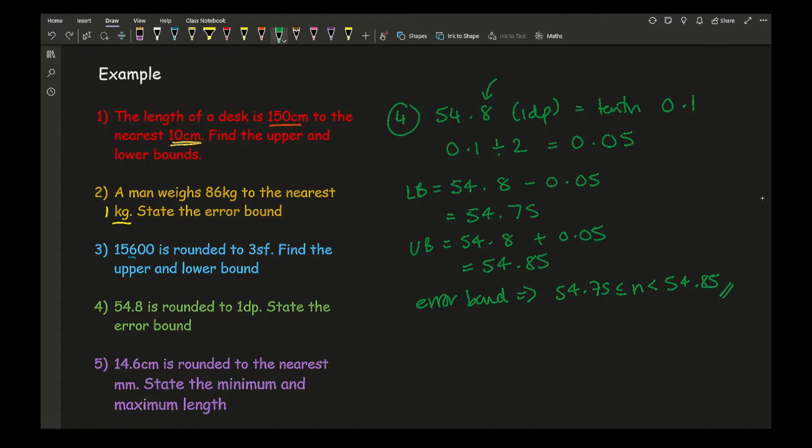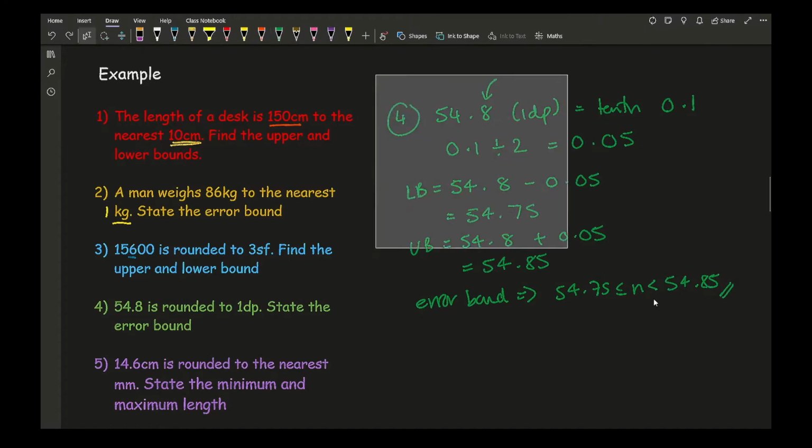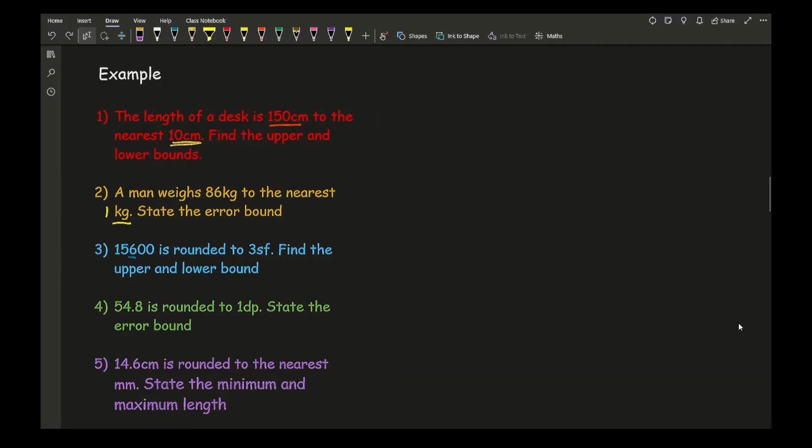Then moving on to, and again to create a bit of space, which I should have done about 5 minutes ago. So here, moving on to question 5, I've got 14.6 centimeters has been rounded to the nearest millimeter. Now the nearest millimeter is this 6, that's my millimeter measurement. So here, if I look at my nearest millimeter, I've got 0.1, which is what 1 millimeter is. I divide that by 2 and I get 0.05.